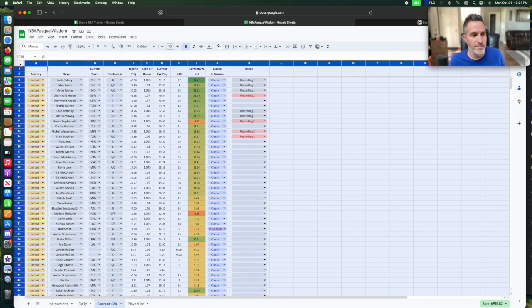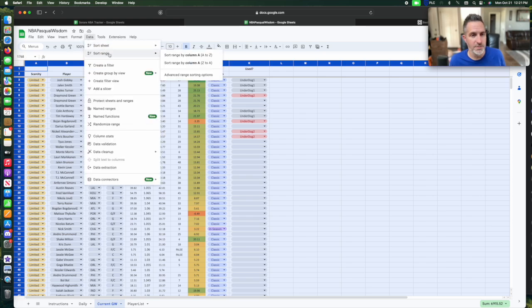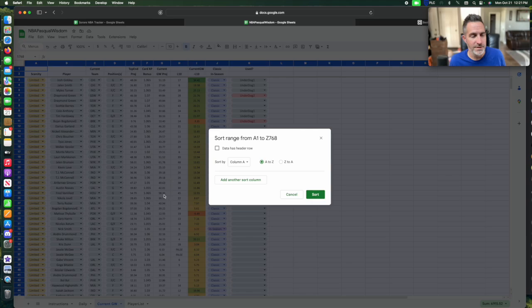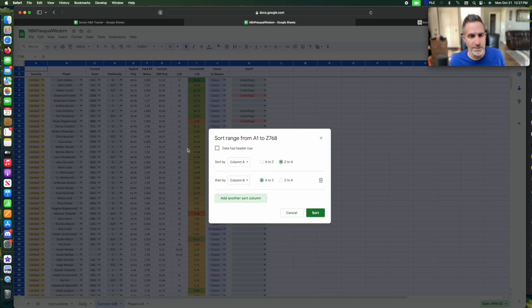I click that little box in the upper left to select everything. I go to data, sort range, advanced. And then again, if you have multiple scarcities, you're going to want to sort by column A first. So I usually do Z to A. I only have limited, so it doesn't really matter for me, but if you have other scarcities, you can do it that way. And then you want column I.